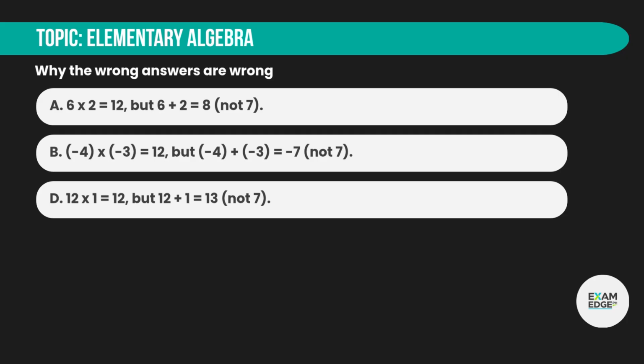A. 6 times 2 equals 12, but 6 plus 2 equals 8, not 7. B. Minus 4 times minus 3 equals 12, but minus 4 plus minus 3 equals minus 7, not 7. D. 12 times 1 equals 12, but 12 plus 1 equals 13, not 7.